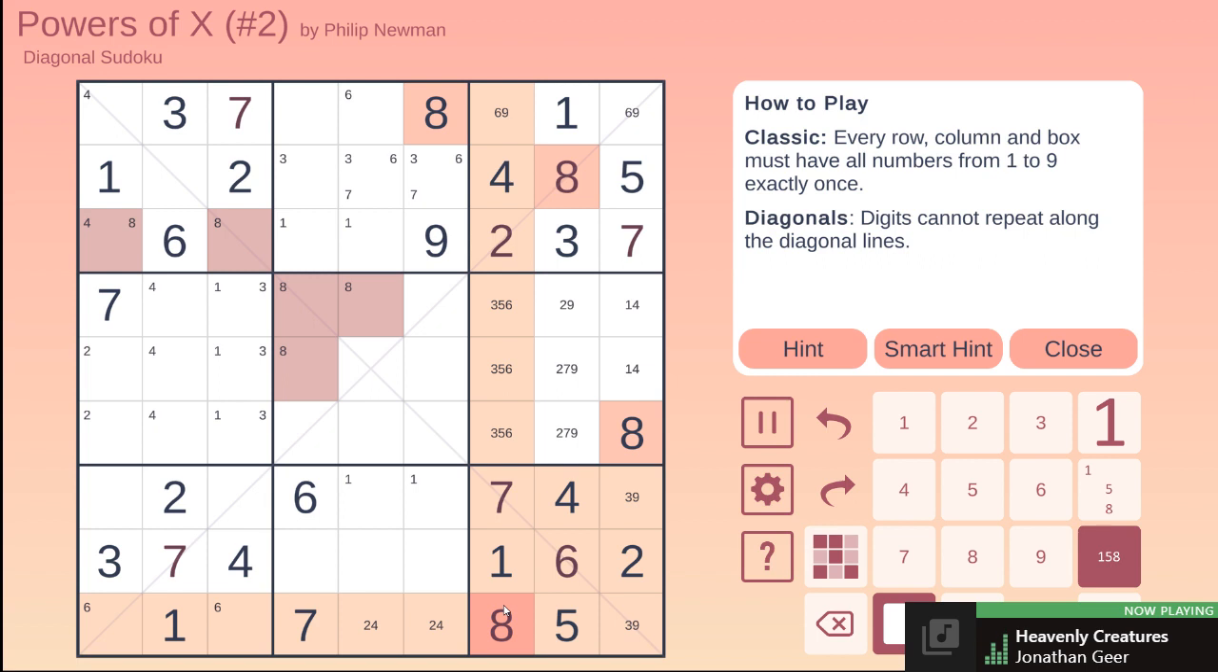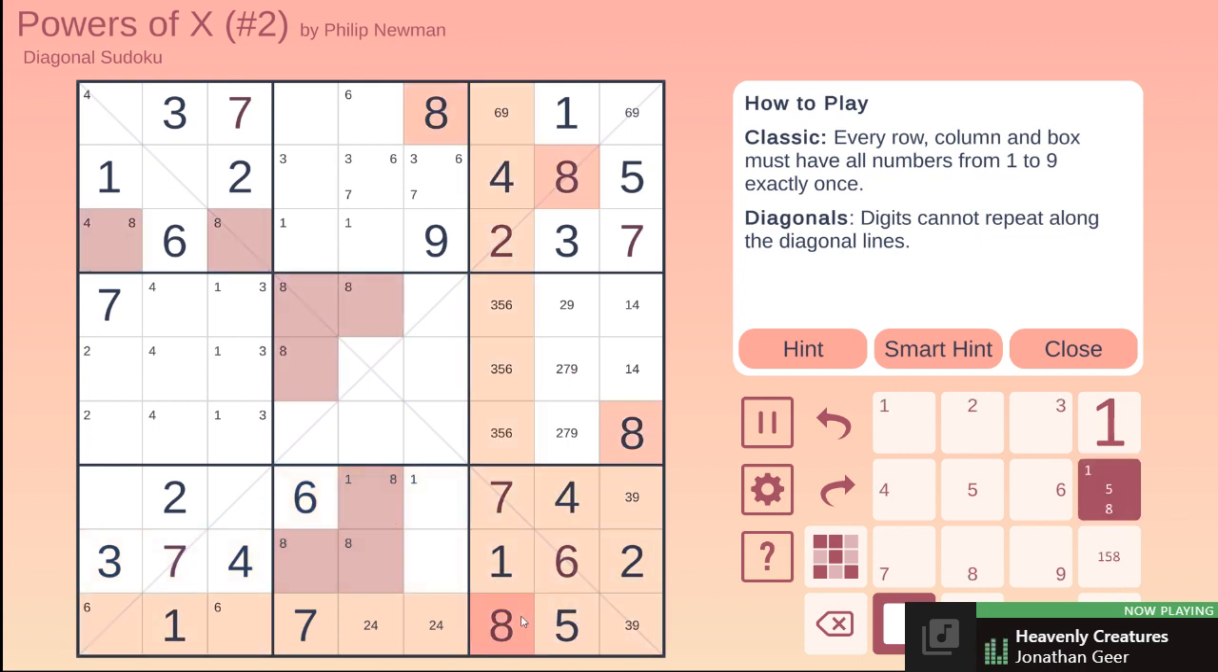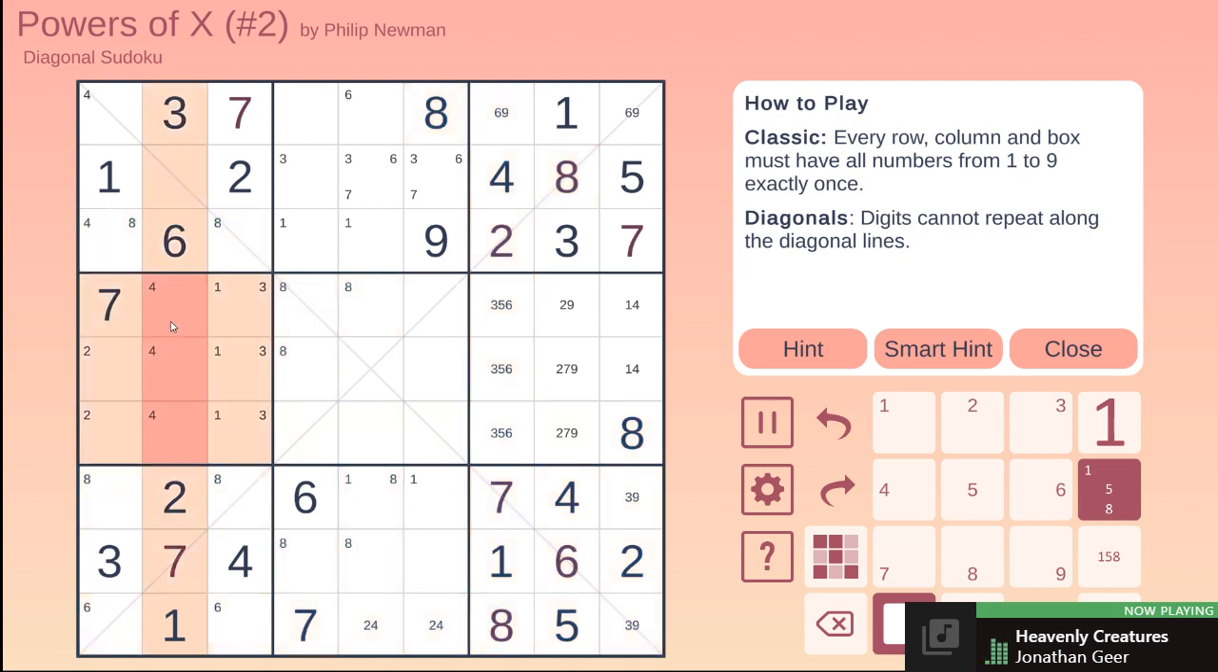Is there anything we can do with this 8? Oh, not really. We can say one of these is an 8, and then we can say one of these is an 8. So I guess that is something. And then, where does the 8 go in this row? It goes here. So that's an 8. One of those. And it can't be that one. So one of these two is an 8. Okay, that's helpful.